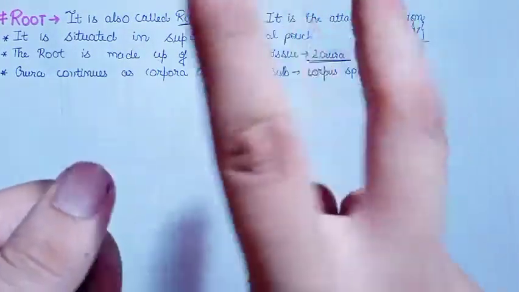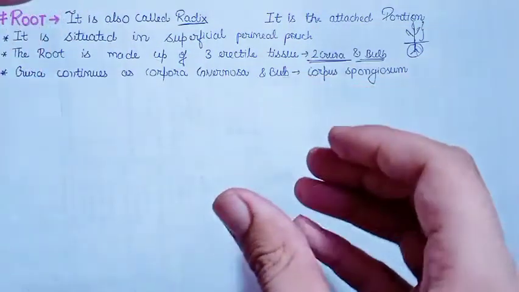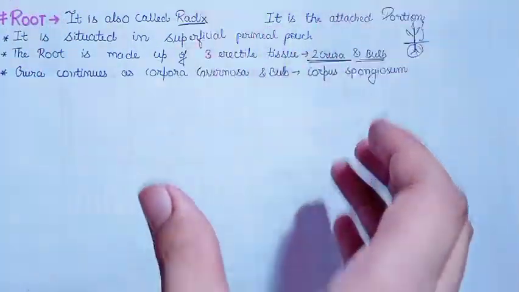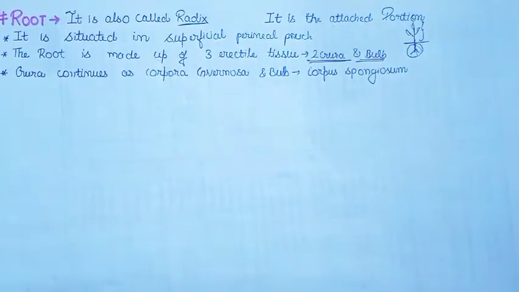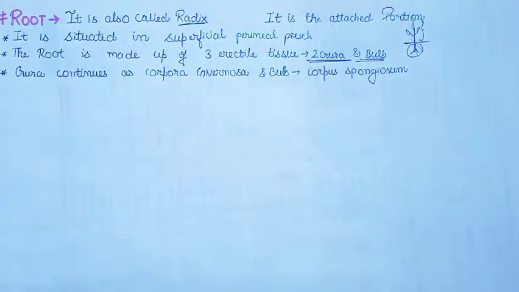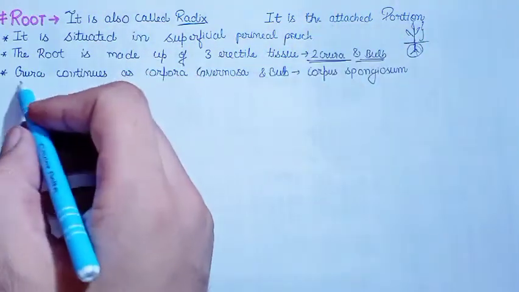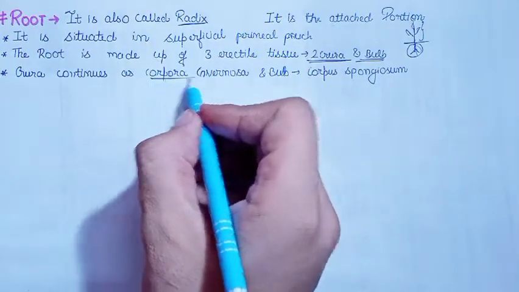Two crura, one on each side, and the central one is the bulb, which continues as the corpus spongiosum part of the body of the penis. So the root is made up of three erectile tissues, two crura and one bulb. The crura continue as the corpora cavernosa.